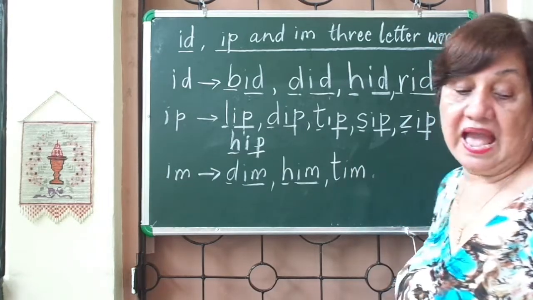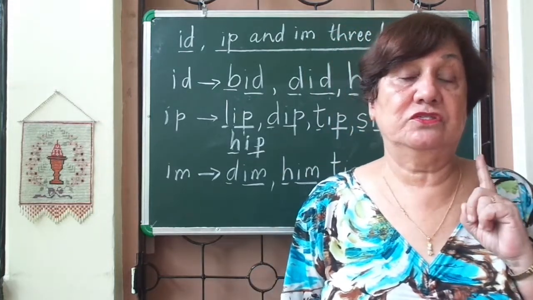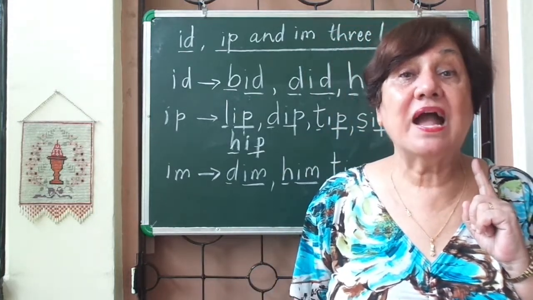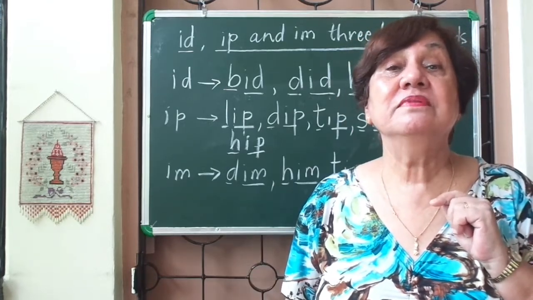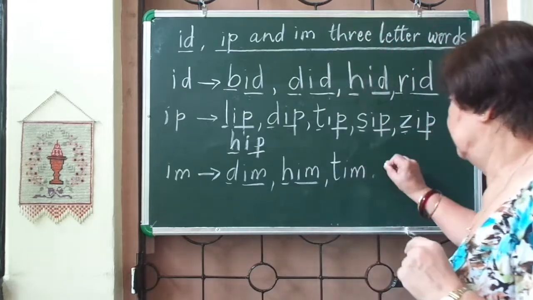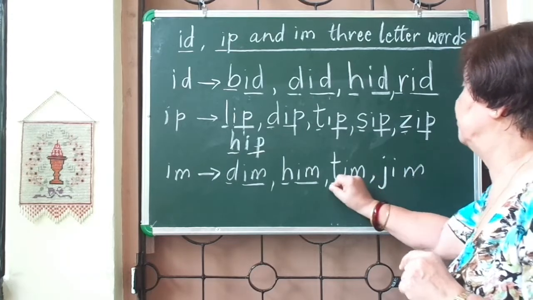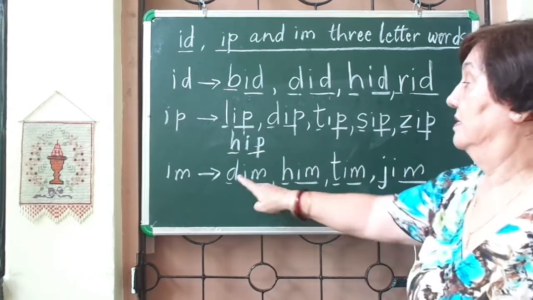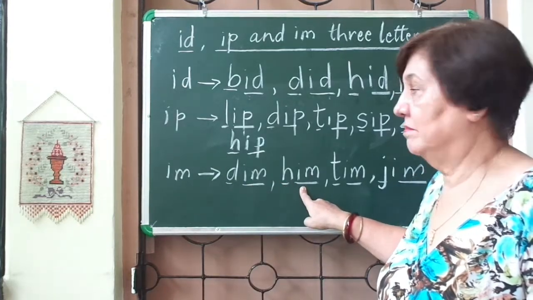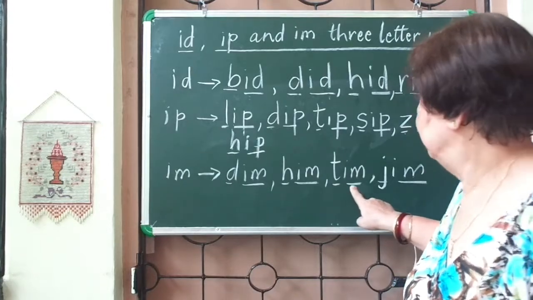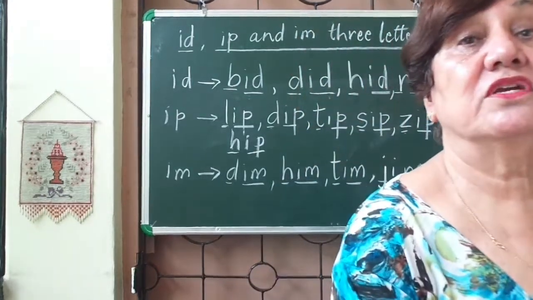And there's one more name of a boy that I forgot to tell you. Jim. Look at your Uncle Jim. So how will I spell Jim? J-I-M is Jim. So let's revise. D-im, dim. H-im, him. T-im, Tim. And J-im, Jim. Right?